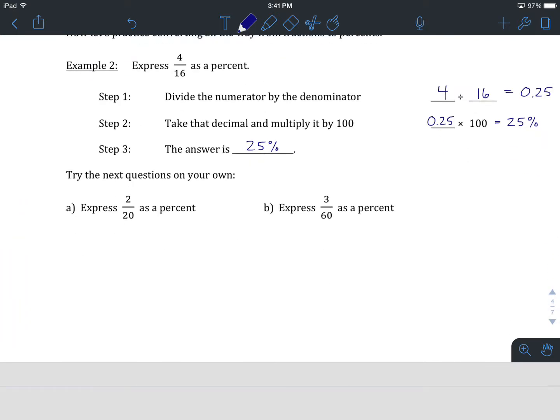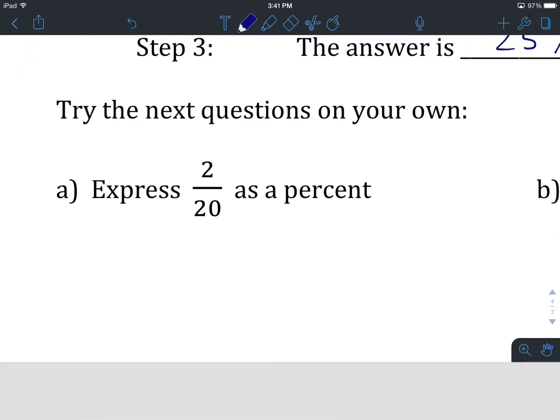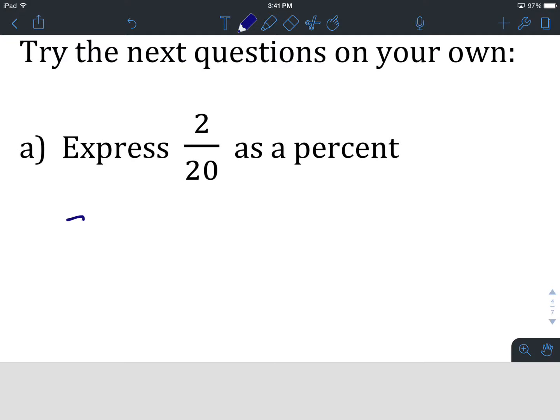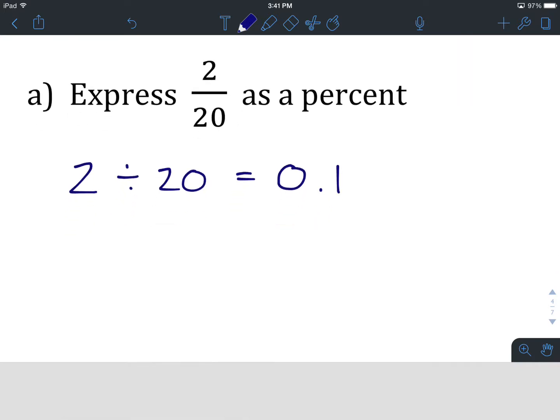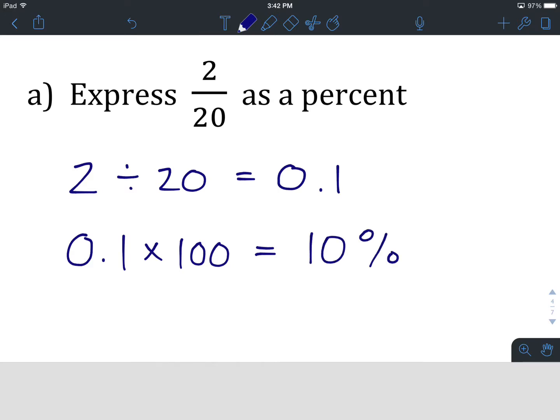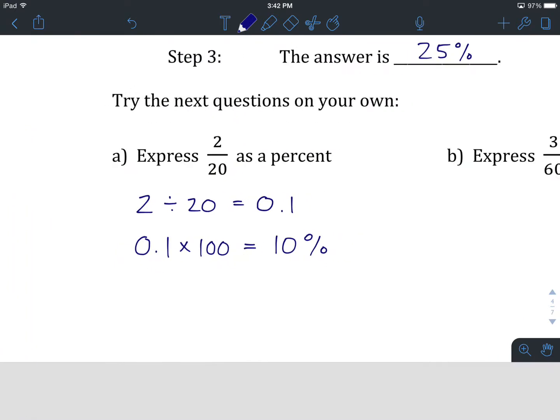Let's try example A together, and then we'll let you try B on your own. So express 2 over 20 as a percent. First step is to convert it into a decimal, which we do by dividing our numerator, 2, by our denominator, 20. When we type that into our calculator, we get 0.1. Our second step is to take that decimal and multiply it by 100 to turn it into a percentage. And when we multiply 0.1 by 100, we get 10, and get the right notation here, percent. So there's two phases in getting from a fraction to a percent.